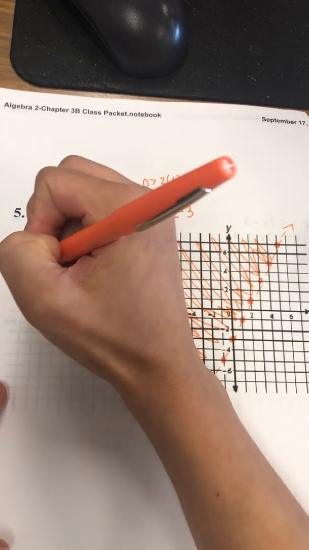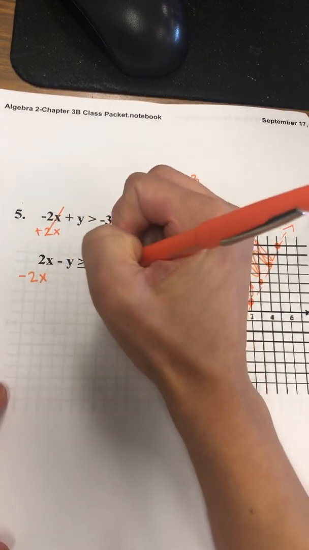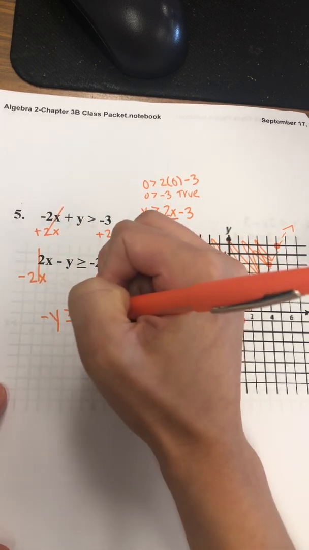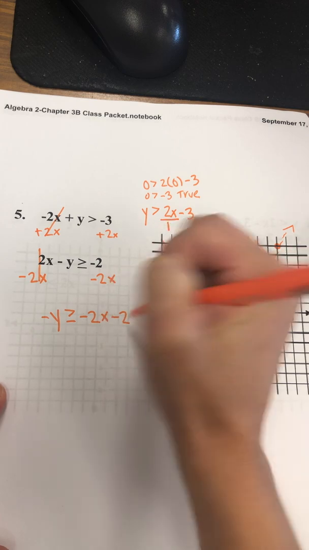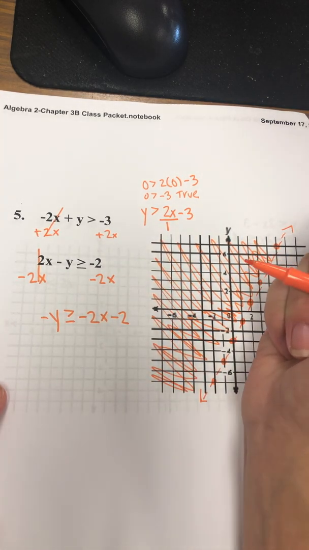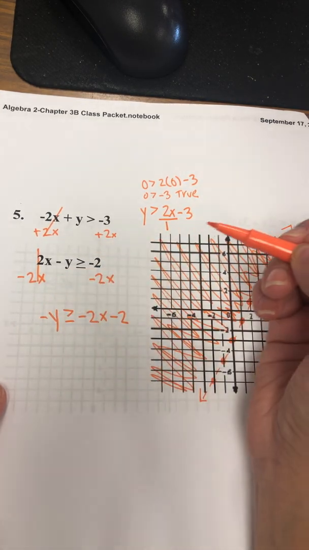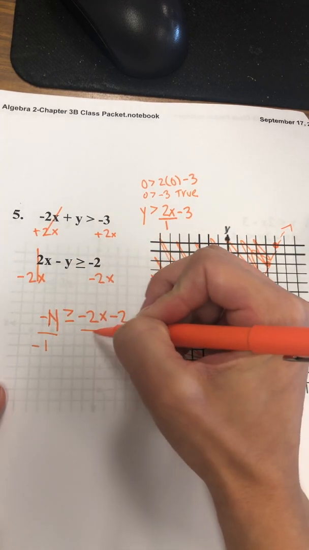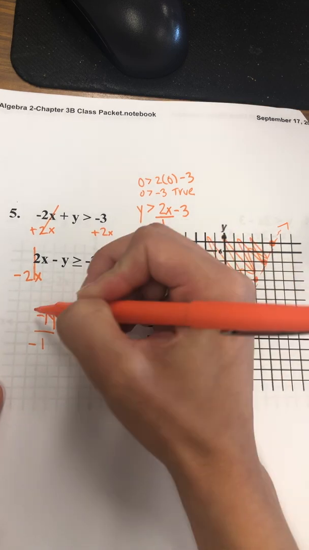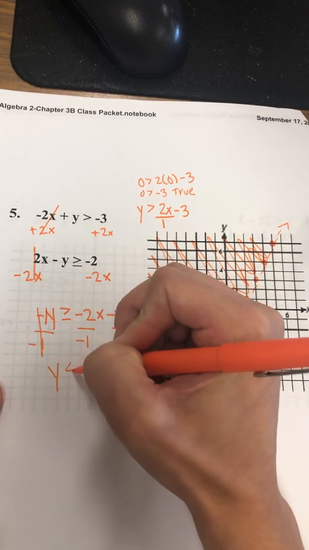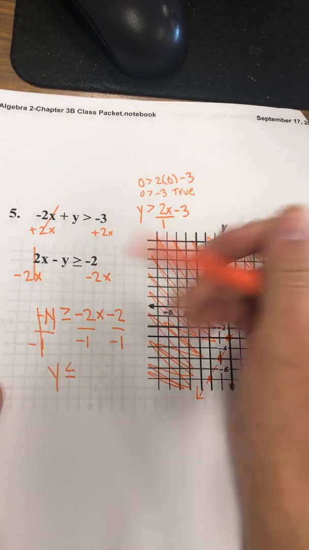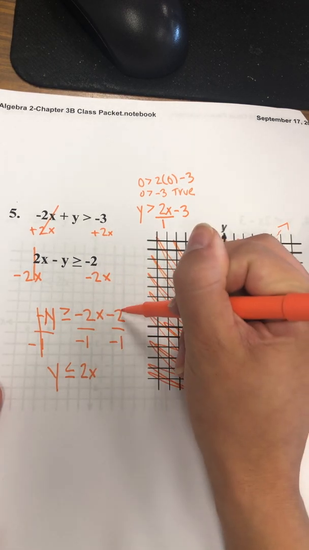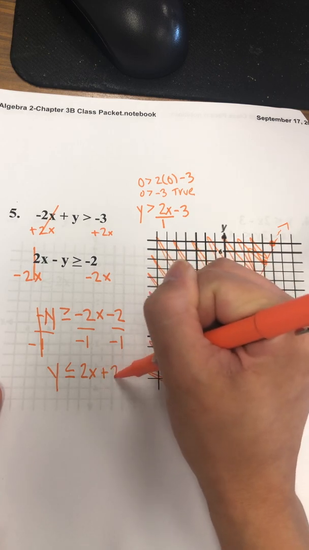Now I'm going to do the second equation. So I'm going to start by minusing 2x on both sides. So negative y is greater than or equal to negative 2x minus 2. Now, there is a number left in front of the y. That's technically a -1. So I still have to divide everything by a -1. And whenever you divide by a negative number, we know the rule is we have to flip the sign. And then negative 2x divided by -1 is positive 2x. And negative 2 divided by -1 is positive 2.